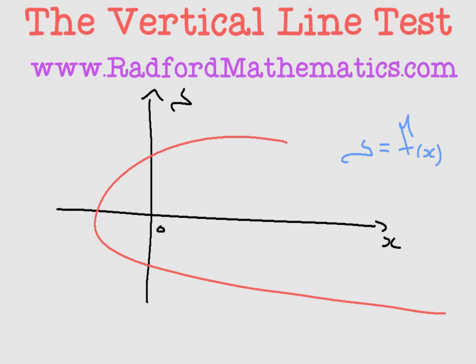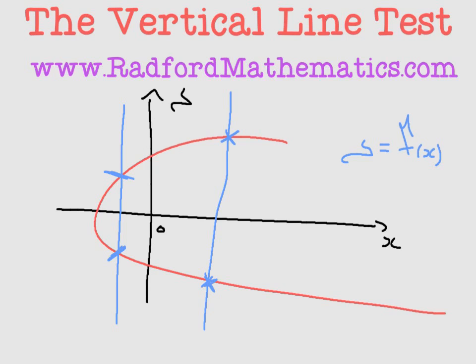The reason for this is because I can see right away that if I draw this vertical line here, then the vertical line cuts the curve twice. That means it's not a function. And we can do this again along the curve at this point. It cuts the curve in 2 points again. The curve, therefore, does not represent a function.